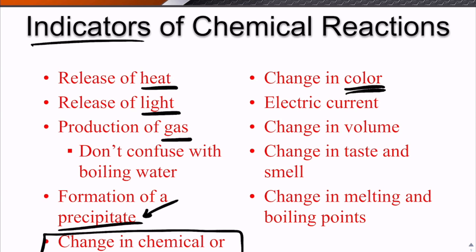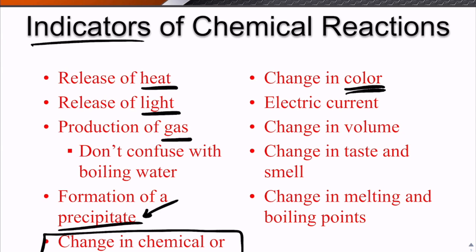Color change. In that first example, you saw that the yellow changed to a darker color. That was with your potassium chromate that was being heated up. So once you removed the heat, the color came right back. Electrical current, if you have electrical current that's produced, a pretty good indicator of it.